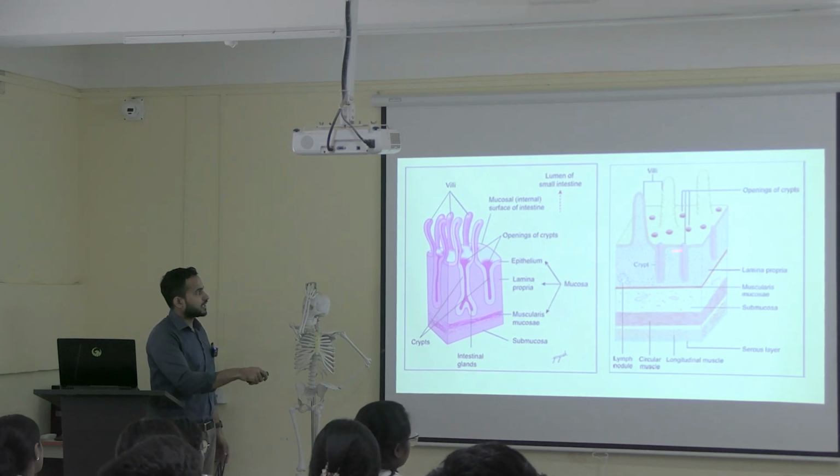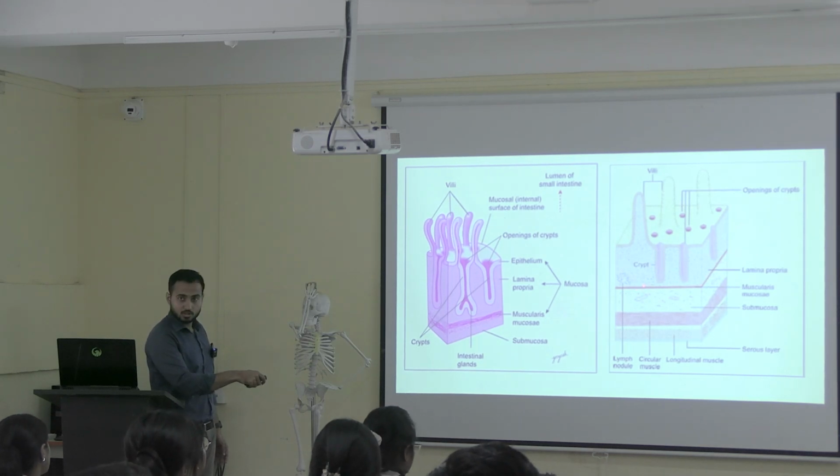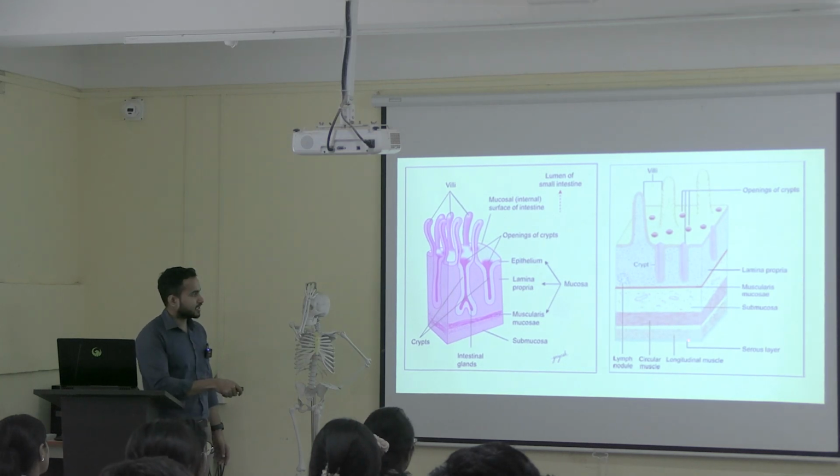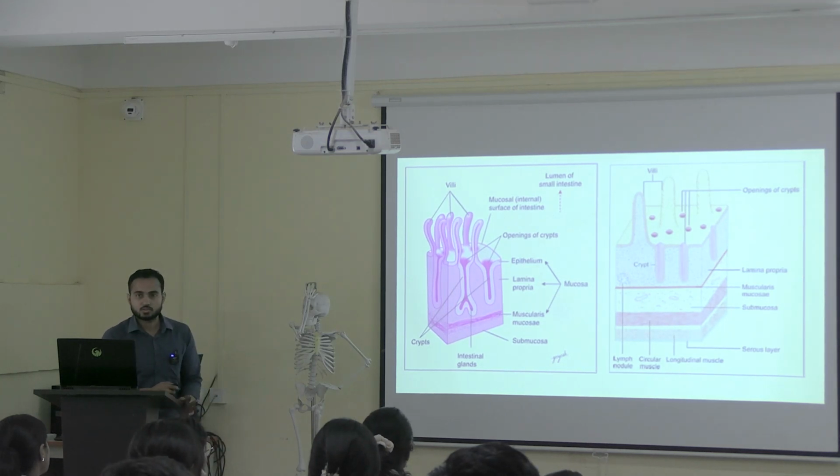Okay, now this is the lamina propria, as you can see. If you go below lamina propria, I hope you can see the muscularis mucosae. This is a 3D diagram, okay. So this is the muscularis mucosae. If you go below muscularis mucosae, here you can see the submucosa. Okay, this is the submucosa, and below that muscularis externa, and then you can see the serosa also.